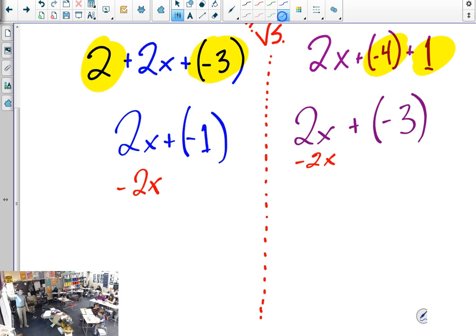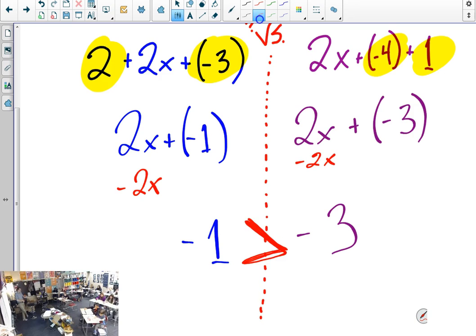You're left with, on the left side, -1, and on the right side, -3. So now I have -1 versus -3. Which side is greater? The left side, because it's higher up the number line. Now, is there any confusion in which side's greater here?